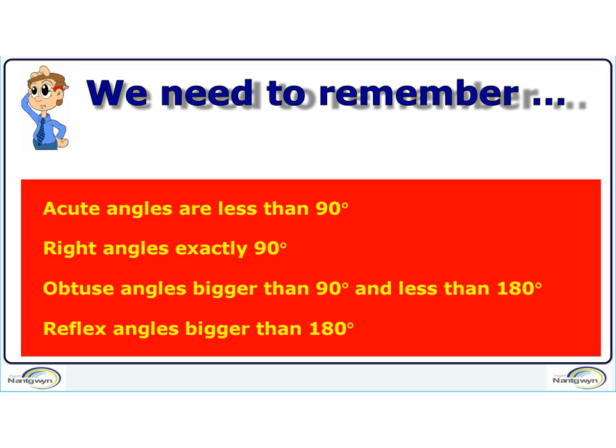So the 4 rules that you have to remember. Acute angles are less than 90 degrees. Right angles are exactly 90 degrees. Obtuse angles are bigger than 90 degrees but less than 180. And reflex angles are bigger than 180 degrees.